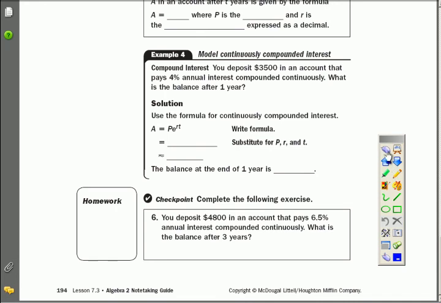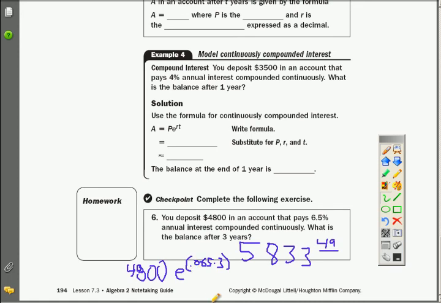All right, welcome back. On this last one, I hope you came up with the same answer I did, $5,833.49. All right. Remember, your equation should have been 4,800. That is very, very bad handwriting. Times e to the 0.065 times 3. And make sure you put parentheses around this part. If you did that correctly in your calculator, you have the right answer.